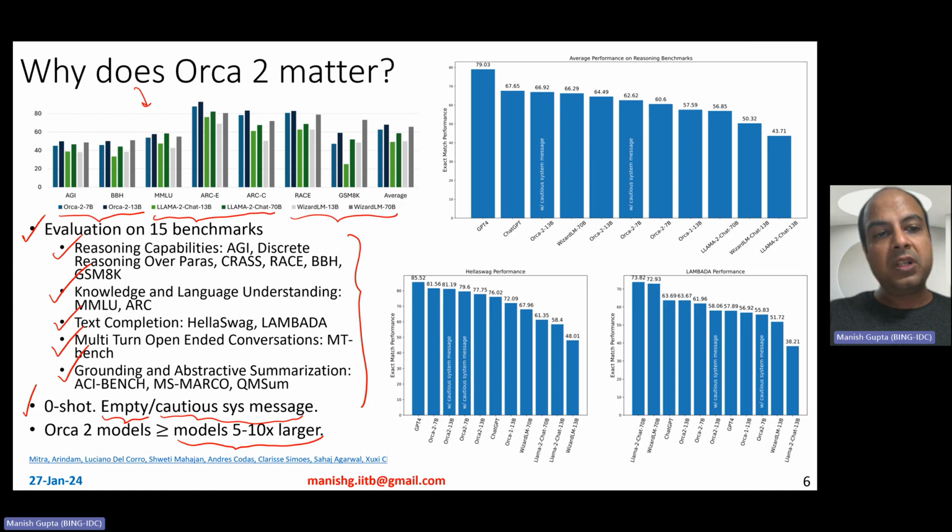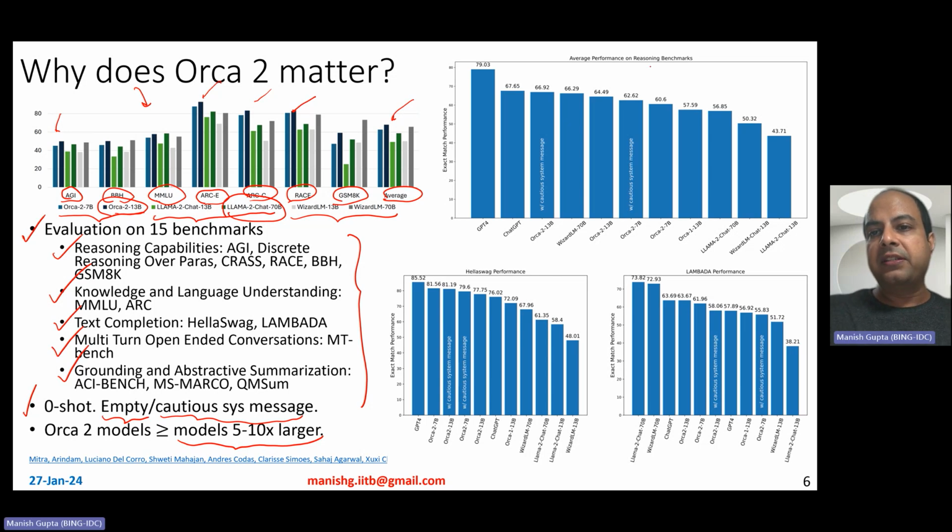If you compare, you see that these blue bars, typically across all of these datasets, AGIEval, BBH (BigBench Hard), MMLU, the multitask language understanding multiple-choice benchmark, ARC-Easy, ARC-Challenge, RACE, the comprehension task, GSM8K, all of them, on average, are higher than the green and the gray bars. In some cases, they are way higher, basically saying Orca models, even a 13 billion model, are much better than the Llama 2 chat 70 billion, 5x to 10x larger models.